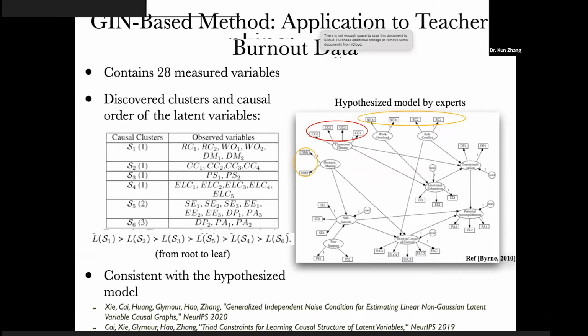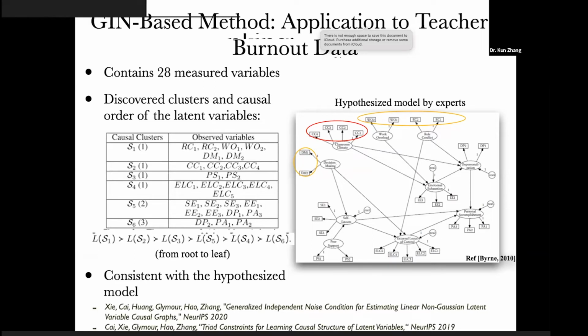First of all, this kind of hypothesized model given by the experts is very good because the experts didn't rely on data. They just make use of domain knowledge. And we just make use of data without touching the domain knowledge at all. We produce the same result, right? So computational methods are very useful in order to recover this kind of representation.